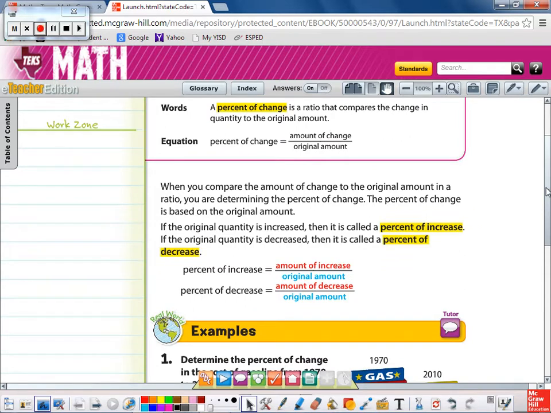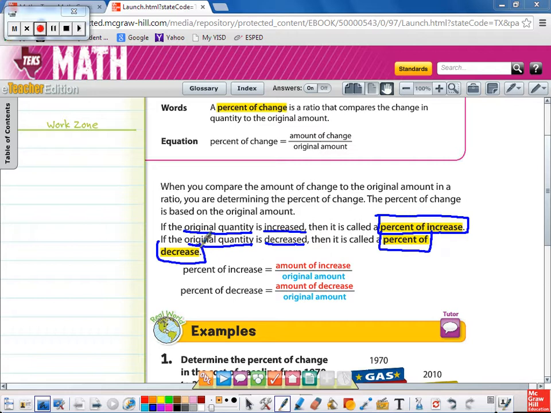Whether it has gone up or down is going to tell us whether it is percent increase or percent decrease. If our original quantity is increased, then it is called percent of increase. If our original quantity is decreased, then it is a percent of decrease. So if our original quantity goes up, our percent is going up, it's increasing. If our original quantity goes down or decreases, then our percent is decreasing.